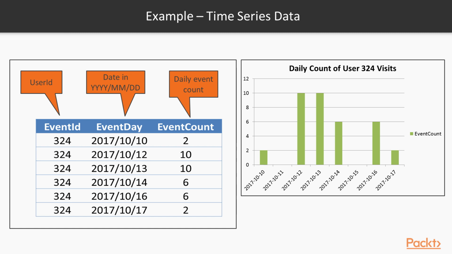So if we plot that in Excel, you would see this sort of chart on the right with the event counts beginning at 2, and then there was a gap on the 11th where there was no visits for this specific user, and then it increased to 10, 10, 6, 6, 2, again with a gap on the 15th. So this is what we want our API to provide, essentially.